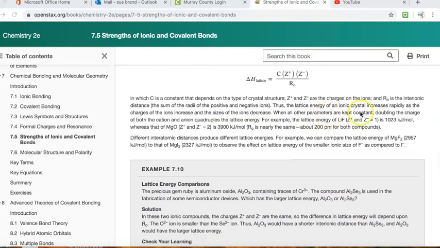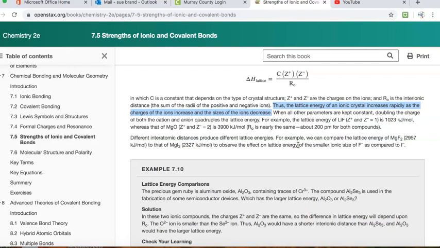The lattice energy of an ionic crystal increases rapidly as the charges of the ions increase and the sizes of the ions decrease. Okay, that's a very important statement there. I'm going to highlight it. The lattice energy of an ionic crystal increases rapidly as the charges of the ions increase and as the sizes of the ions decrease.